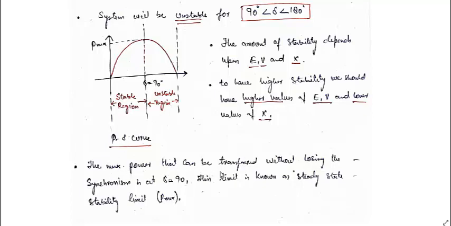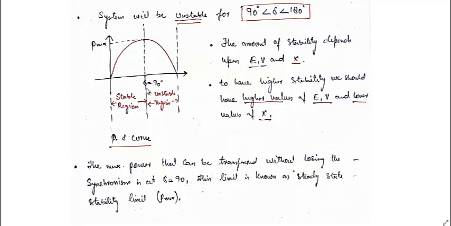The maximum power that can be transferred without losing synchronism is at delta equal to 90 degrees. This is the maximum power that a synchronous machine can transfer without losing synchronism, and this is known as the steady state stability limit, that is the Pmax. The more the value of this Pmax, the more is the steady state stability of the synchronous machine.